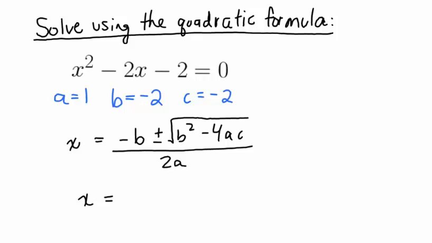So let's go ahead and make some substitutions into our formula. We know that b is -2, so negative b is going to be positive 2. B squared is going to be 4. And then we're going to have 4 times a times c. 4 times a is 4. And 4 times a times c is -8. And of course, everything is going to be all divided by 2.